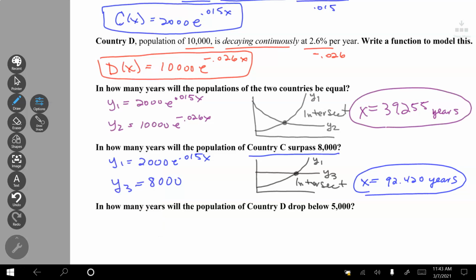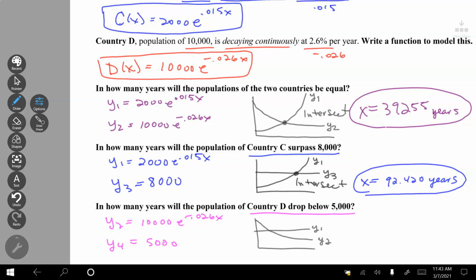That's that one. And this last one, now I want country D below 5,000. So I'm going to use that Y2 equation. That's why I didn't get rid of it. I realize I might want to use it later. And I'll make a new equation called Y4 equal to 5,000. And we'll see where they intersect. Like I said, I know that Y2 is decay. Y4 is this horizontal line. I want to see where they intersect. So I'll go to the calculator to see where they intersect.